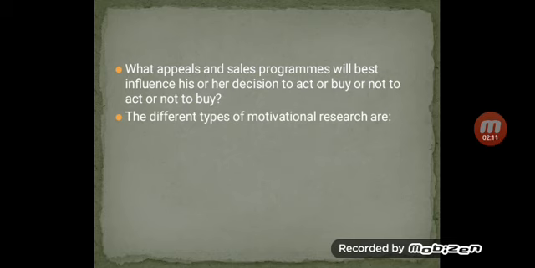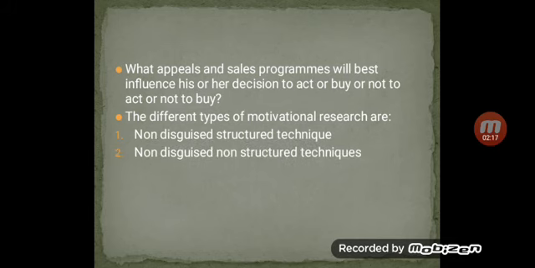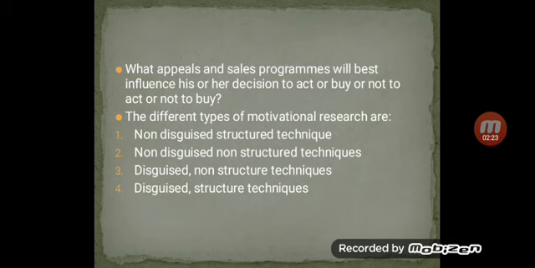The different types of motivational research are: first, non-disguised structured technique; non-disguised non-structured technique; disguised non-structured technique; and disguised structured technique. Let us know one by one the different types of motivational research. The first one is the non-disguised structured technique.